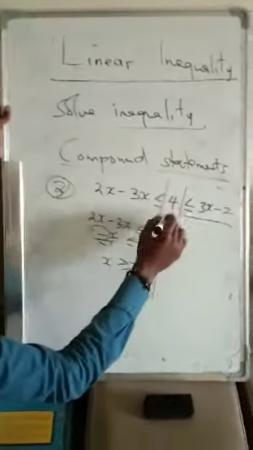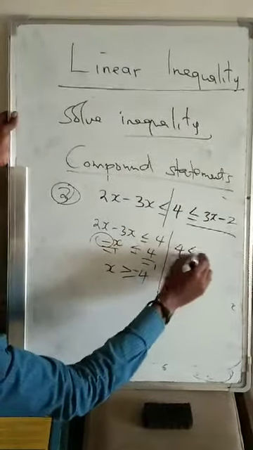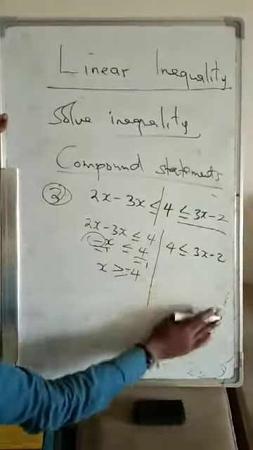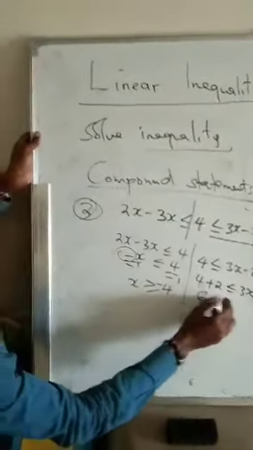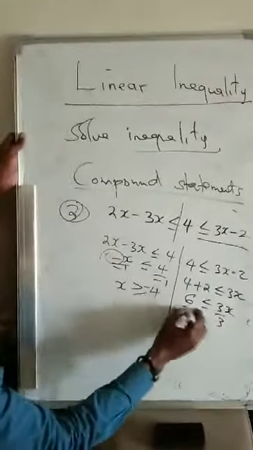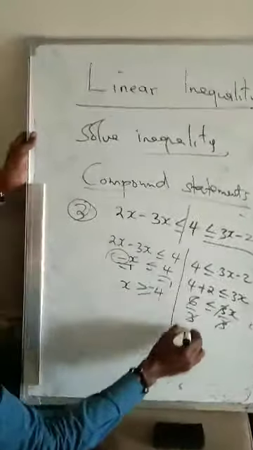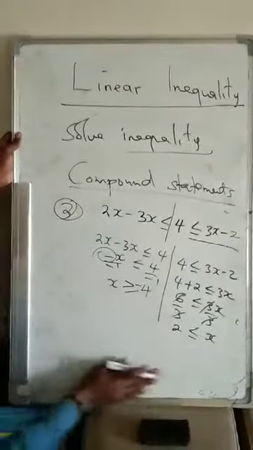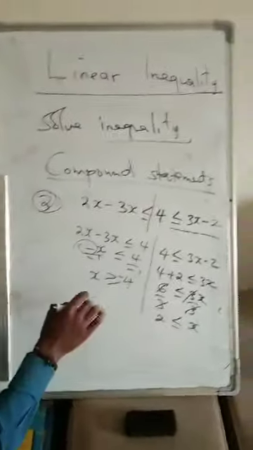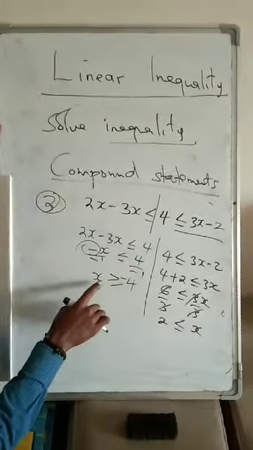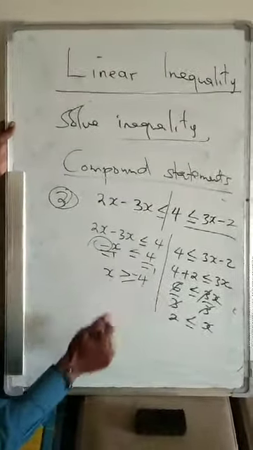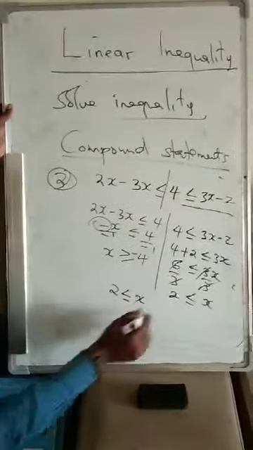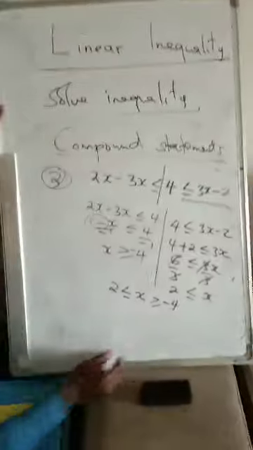Come to this end, close that and it becomes 4 is less than 3x minus 2. That is 4 plus 2 is less than 3x. 6 is less than 3x. Divide by 3. 2 is less than x. So we combine that. We said here that x is greater than or equal to negative 4. So that becomes 2 is less than x, which is greater than or equal to negative 4.